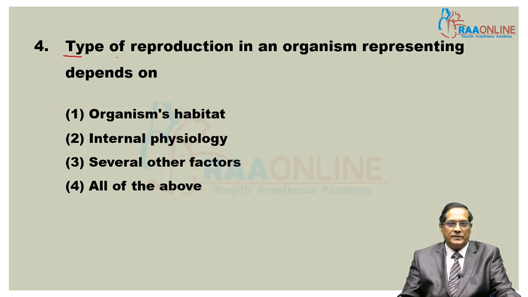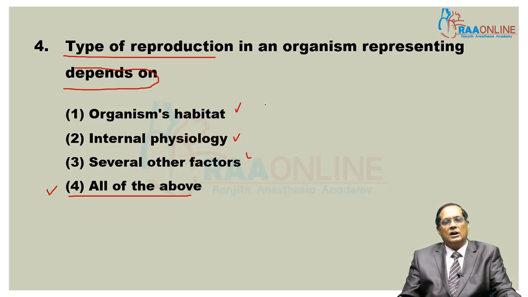Fourth one, question number 4. The type of reproduction in an organism depends on... For this, actually the answer is 4, that is habitat, internal physiology and other factors. Only then the type of reproduction of the organism is decided.